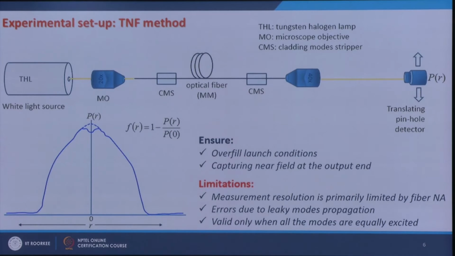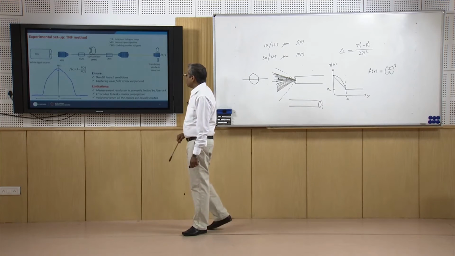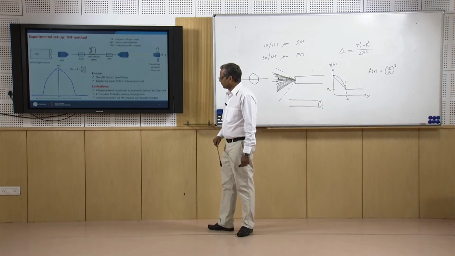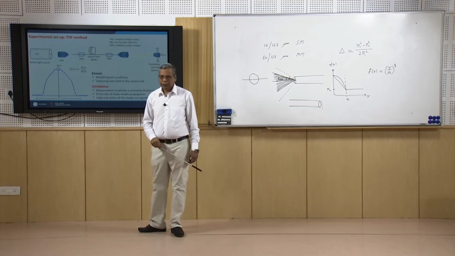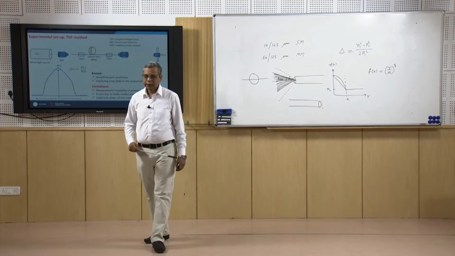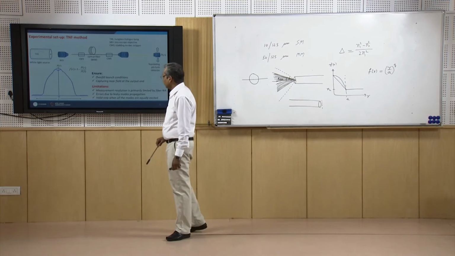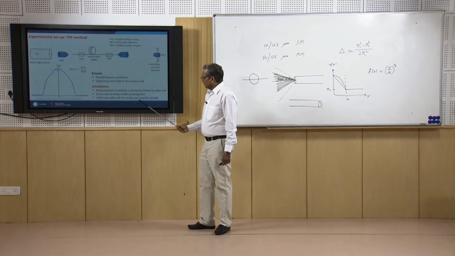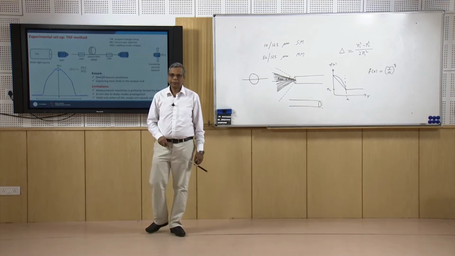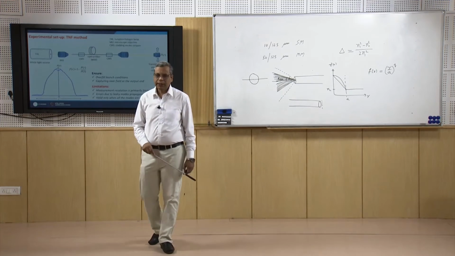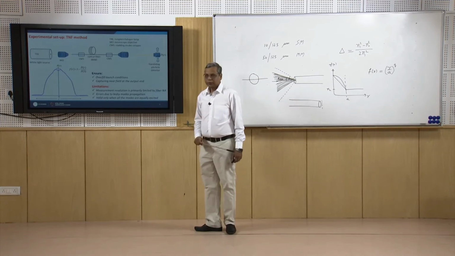What are the limitations? The limitations of this method are the measurement resolution is primarily limited by fiber NA, and there might be some leaky modes propagation. So, the light which is going into leaky modes also contributes to this P(r). And another very important one is that this whole method is valid only when all the modes are equally excited. So, I should ensure that.